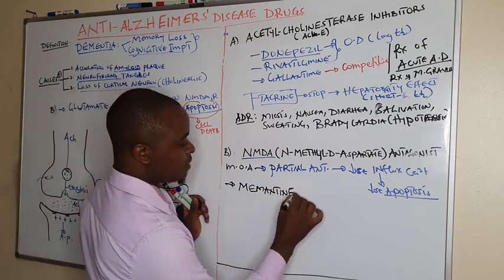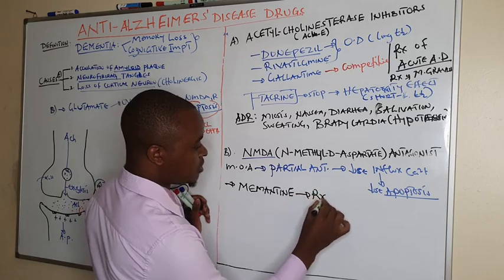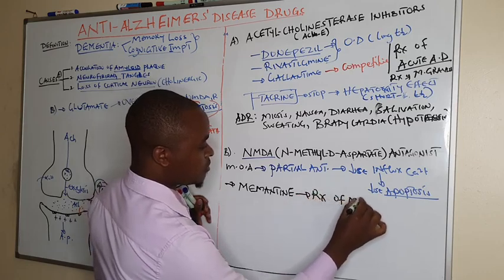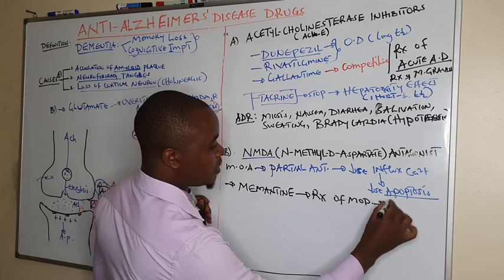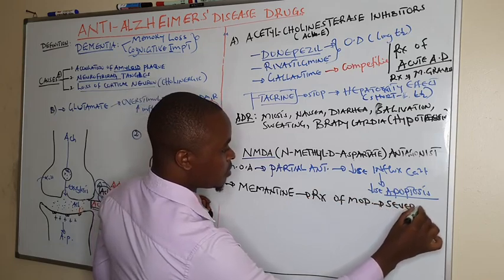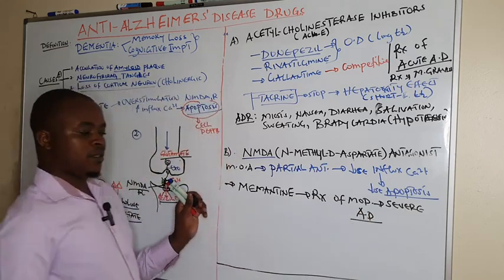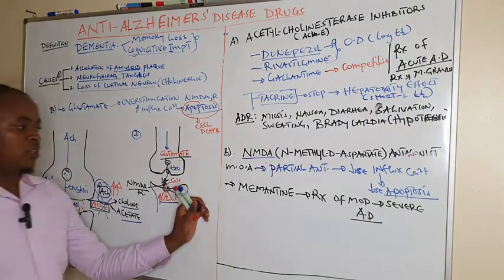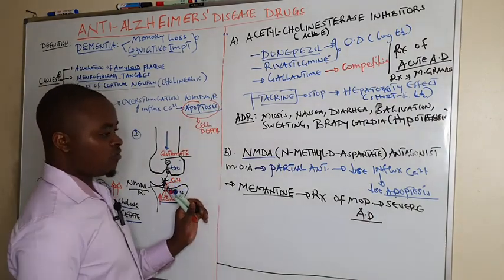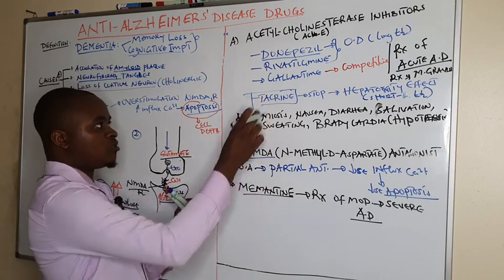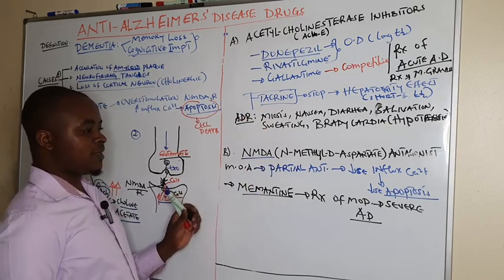This memantine is used for the treatment of moderate to severe Alzheimer's disease. So we can use it in advanced Alzheimer's disease. Memantine is the drug of choice. Sometimes we give it in combination with acetylcholinesterase inhibitors.